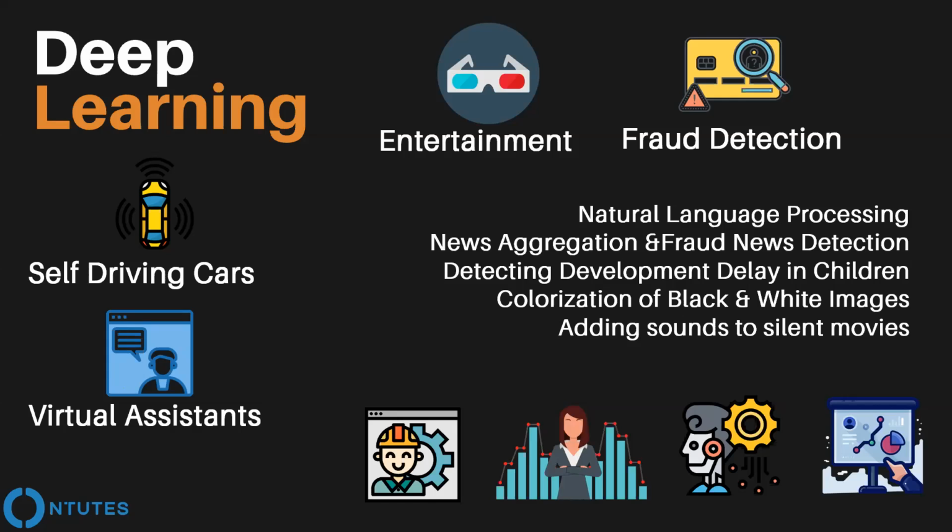Then there comes natural language processing, detecting development delay in children, colorization of black and white images, and many more things. People are taking black and white images and making them look just like a real person. And even deepfakes are one of the examples of deep learning.